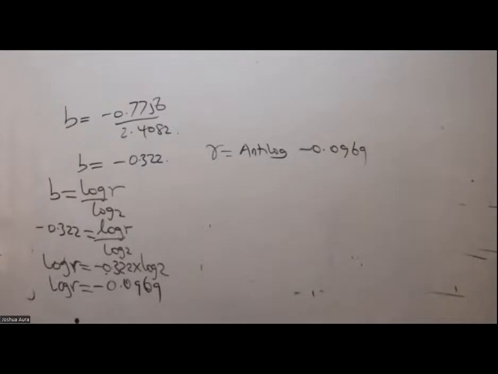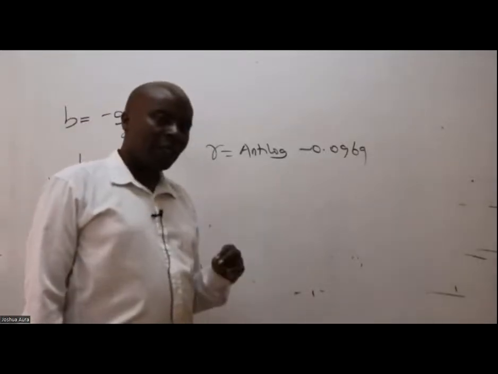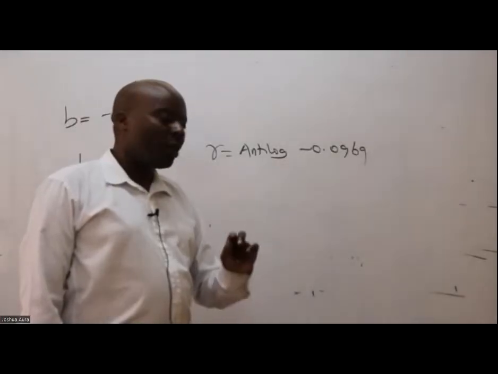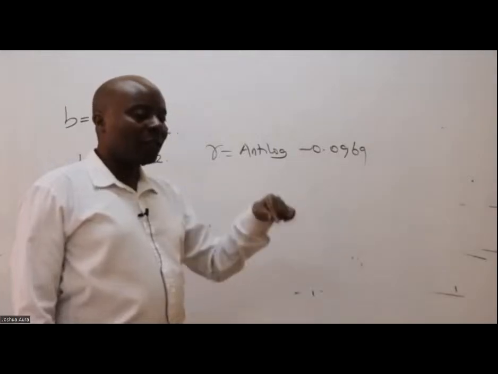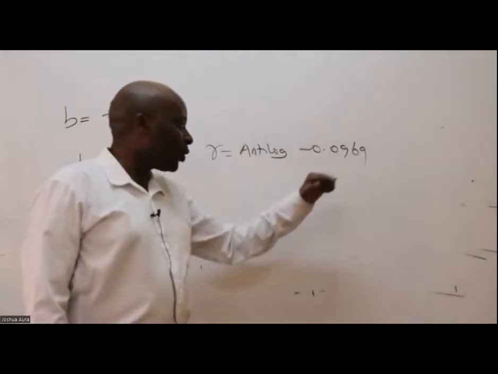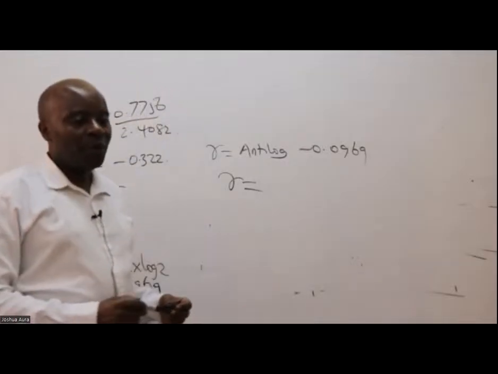So antilog is not really something that is very hard. What I need to do is go to my calculator. Where you see the button of log, you should now use shift log. Shift log means antilog. Then you press this number for you to be able to give us our R. Our R will be equal to who?